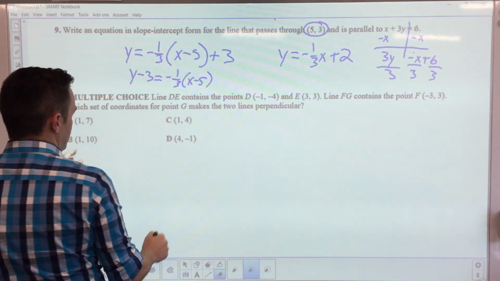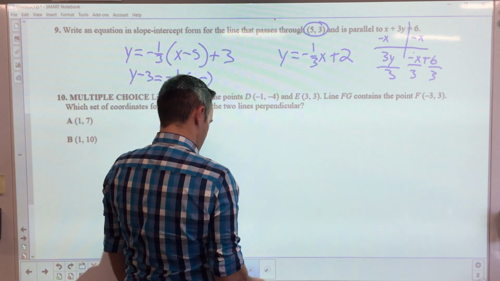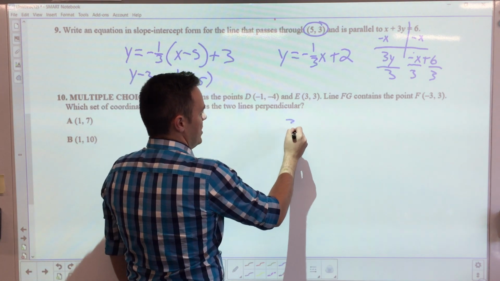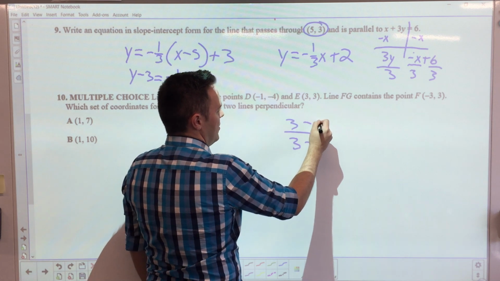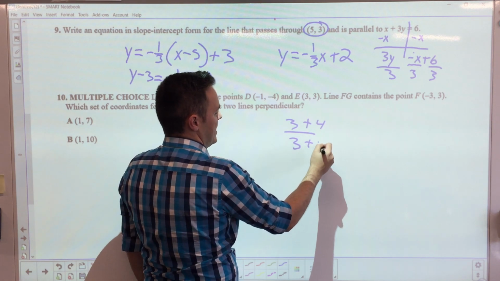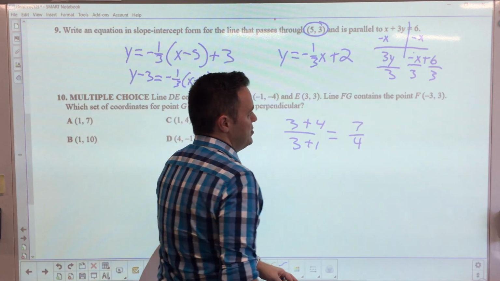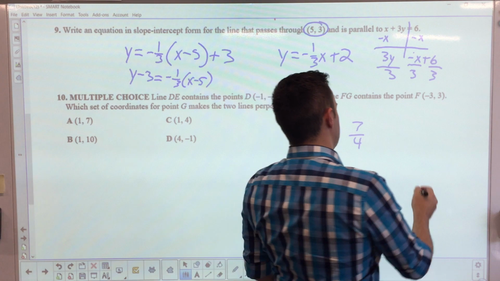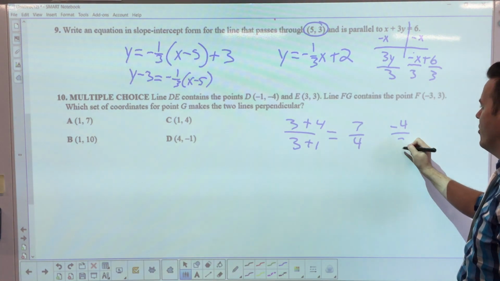The other way to solve this would be to find the slope. If I had the slope of this as 3, 3, if I had 3 over 3, minus, minus, and then this is 4, and that turns into a 1, and that's 5. Your slope is 7 over 4. And what you would want to find is what? The negative reciprocal of that. So you know your negative reciprocal is going to be negative 4 over 7.